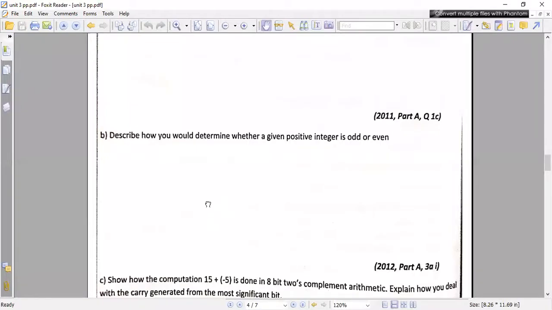Okay, and then next one, describe how you would determine whether a given positive integer. No, don't do that. That is related to something else.